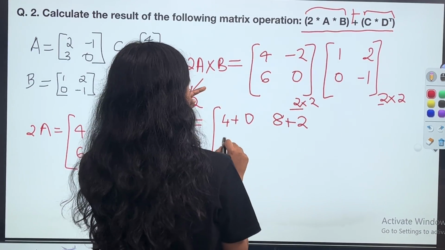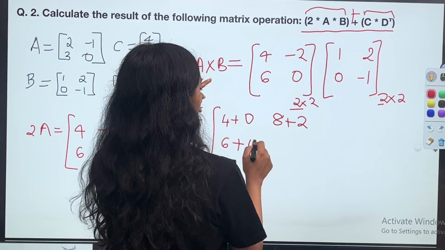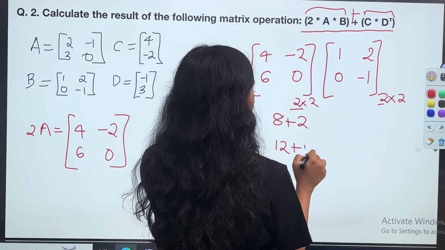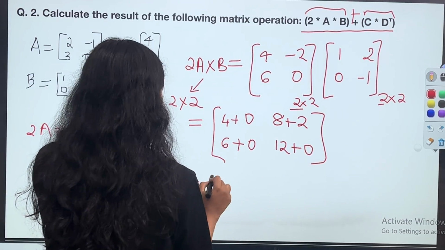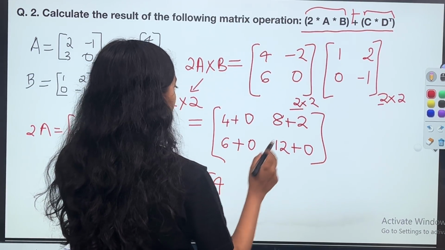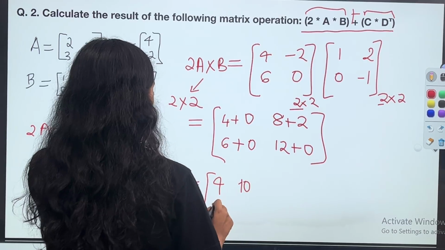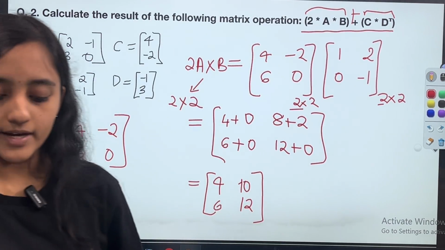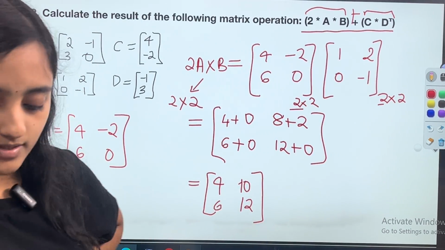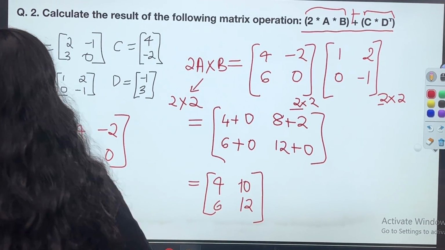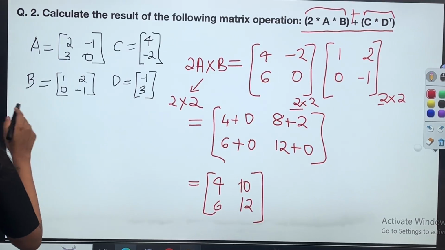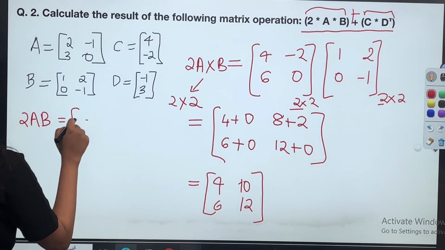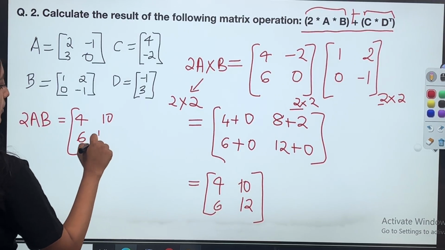6 into 1, 6. 0 into 0, 0. 6 into 2, 12. 0 into minus 1, 0. So you have 4 plus 0, 4. 8 plus 2, 10. 6 plus 0, 6. 12 plus 0, 12. So 2 into A into B is 4, 10, 6, 12. Correct? So let us just write it down here that 2AB is equal to 4, 10, 6, 12.